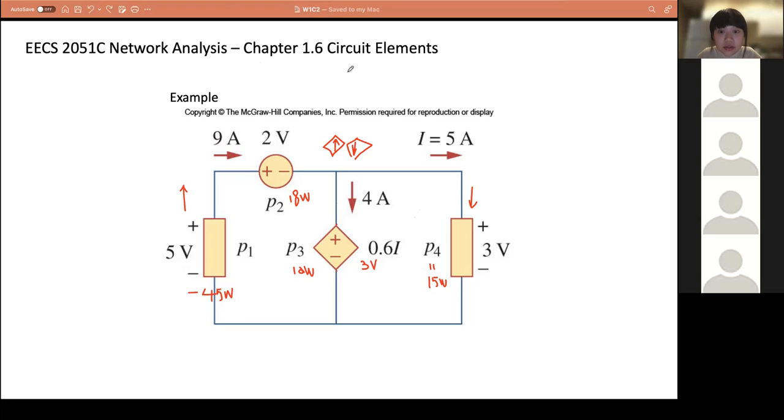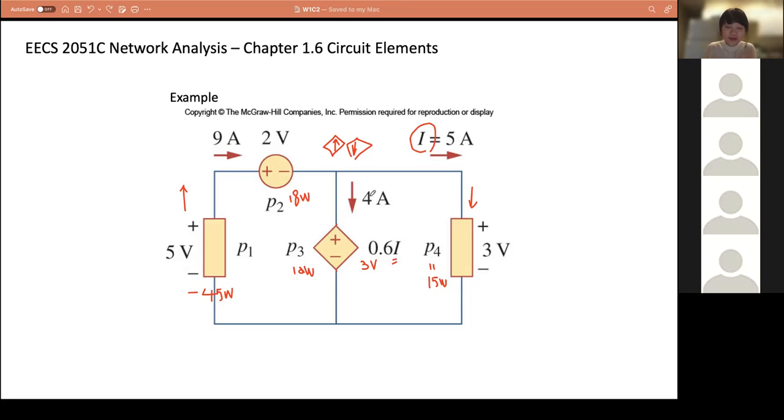Why is it not the 4 amps? Good question. Because did you see here it says 0.6i? The I wasn't automatically assigned to the current going through this. It is assigned to this I here. You may be thinking, why is this current dependent source element not dependent on the current going through itself, but dependent on a current outside.